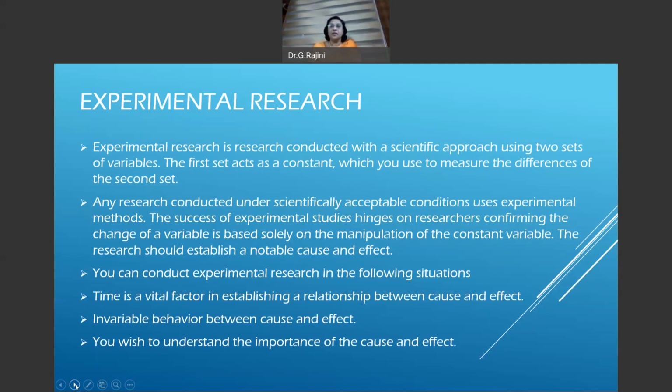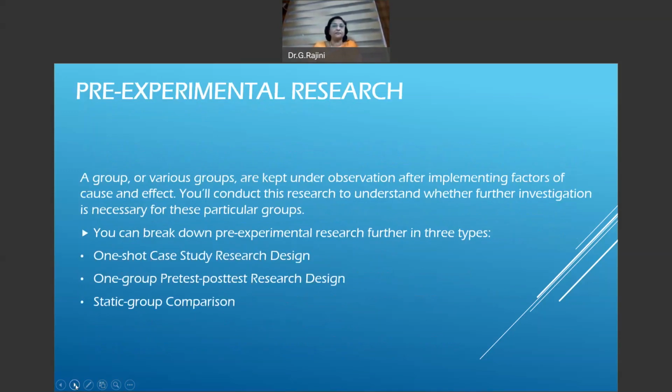Experimental research is research conducted with a scientific approach using two sets of variables. One is the test group, another one is the control. The success of experimental studies hinges on the researcher confirming the change of variable based solely on the manipulation of the constant variable. Okay, we have a constant, control variable. So here we are trying to find out the cause and effect. You can conduct experimental research in the following situations: where time is a factor, invariable behavior between cause and effect, and you wish to understand the importance of cause and effect.